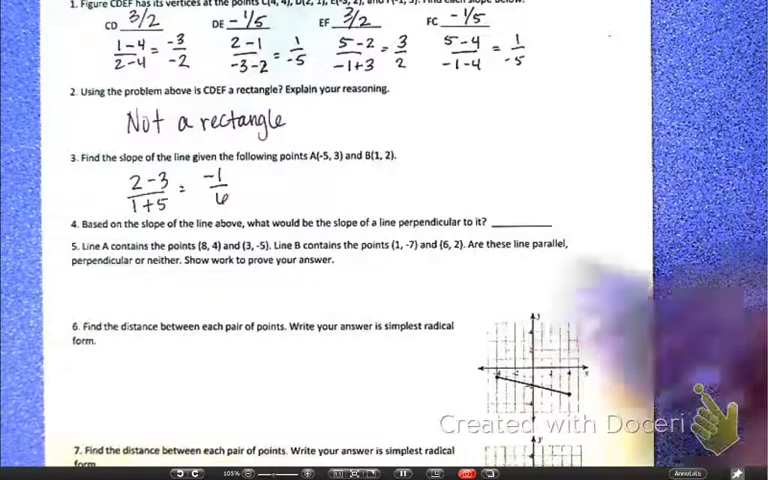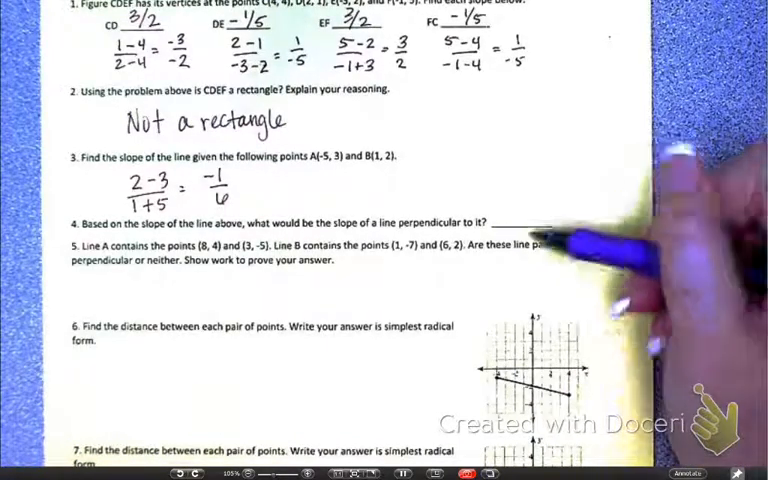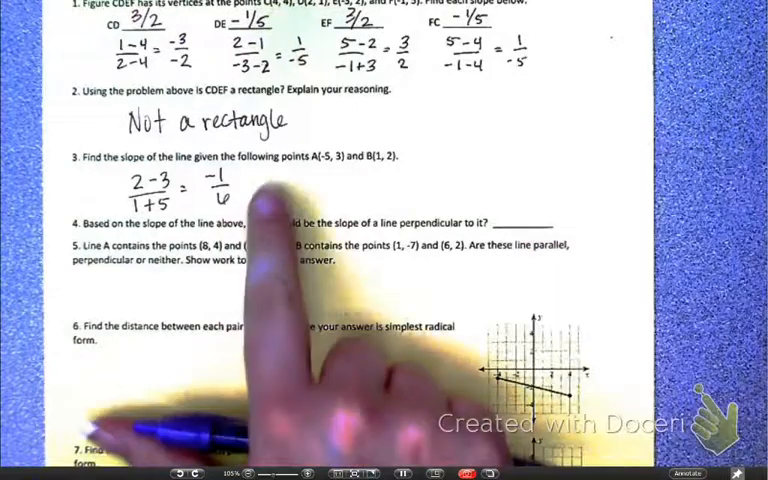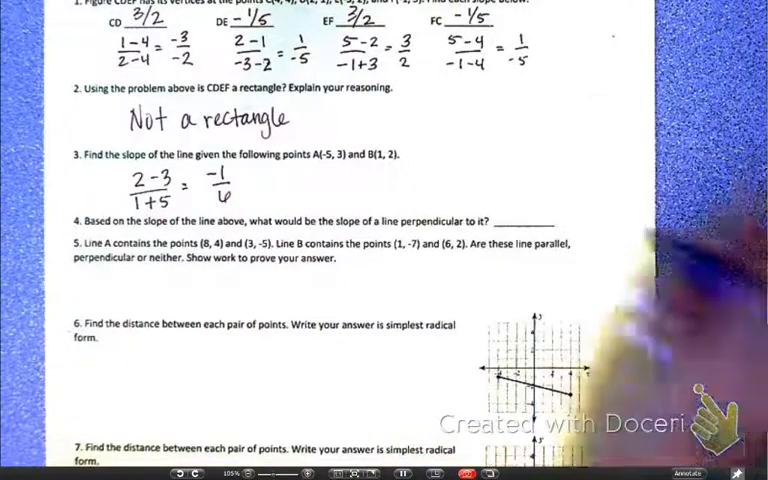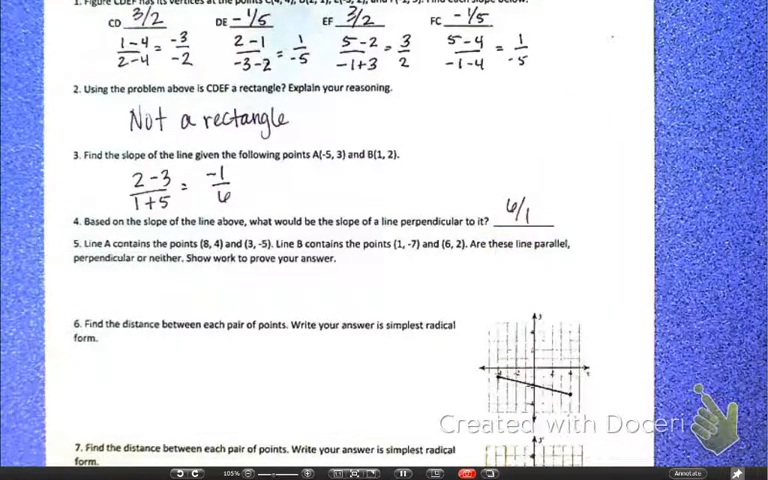So what would be the slope of the line if it's perpendicular to negative 1/6? So it would be a positive 6 over 1. Questions on 1 through 4? Okay. So far, so good?